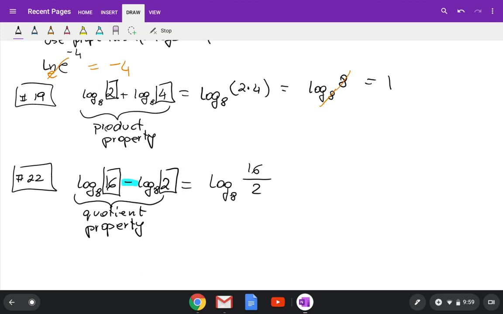What we're going to do next is simplify what you have inside the log. So you have log of base 8 of 16 divided by 2, which equals 8. And now we have the same case as before. The base of the log is the same as your input. They cancel each other completely, so the solution will be equal to 1.